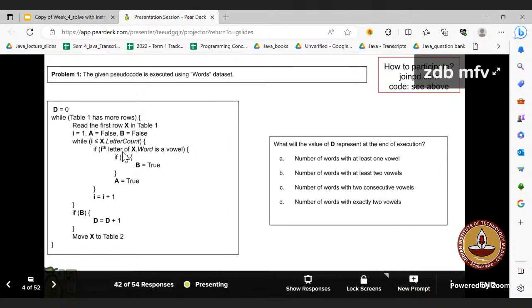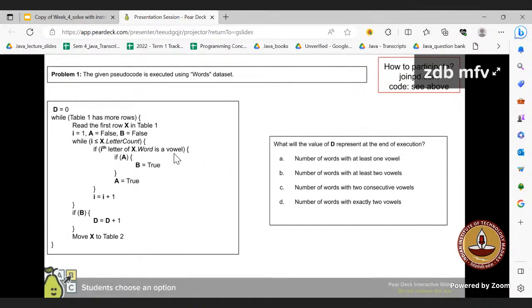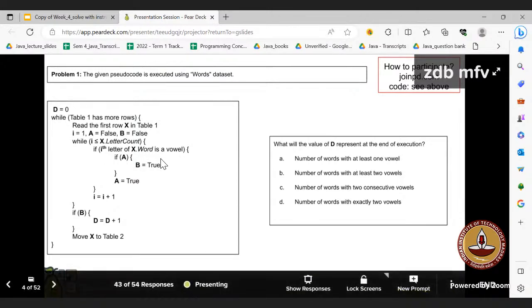So in the inner while loop, what we are checking is whether the ith letter of X dot word is a vowel. All letters of every word we are checking, whether it is a vowel or not. If it is a vowel, then we'll say if A. Initially A is false. For every card, A is false. So that won't be executed.